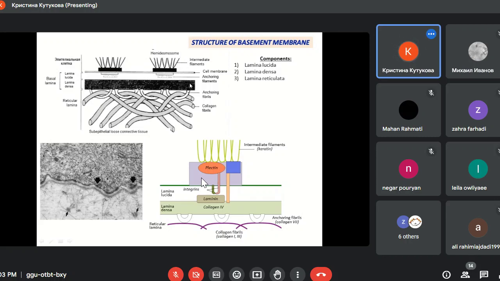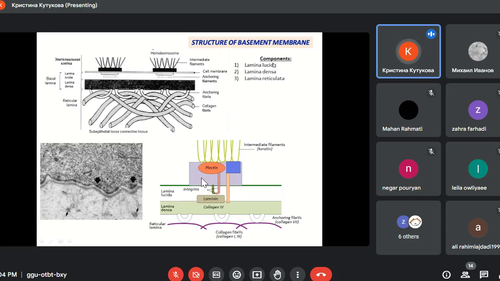It is densely packed and it looks darker in electron microscopy. So here it is, this grayish line. This is lamina densa. And next below it, reticular lamina, or lamina reticulata, which means looking like a meshwork of some fibers.